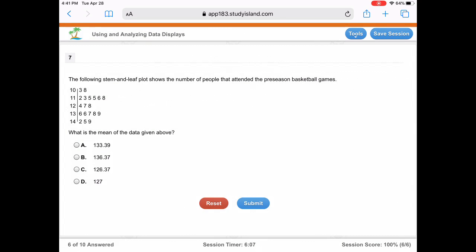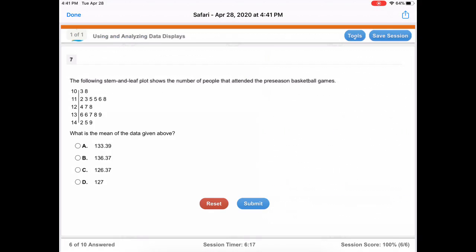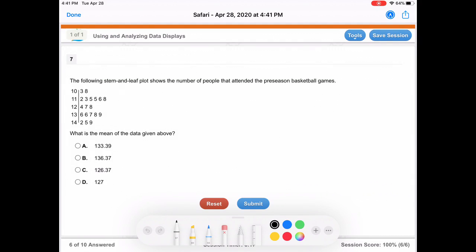I want to roll here. Stem and leaf plot. If you remember, each number in a stem and leaf plot actually represents a data point. And usually there's a key, but they don't have a key for this. But when we see 10|3, that really means 103. And the 8 next to it means 108.